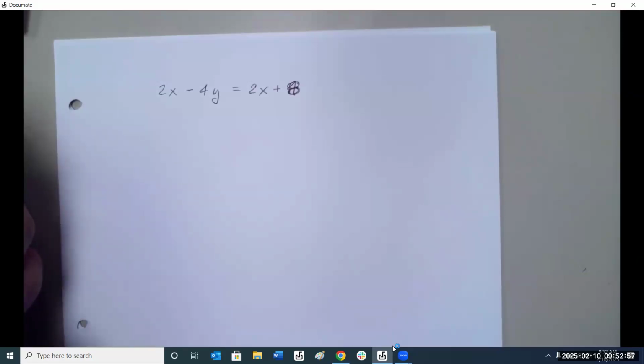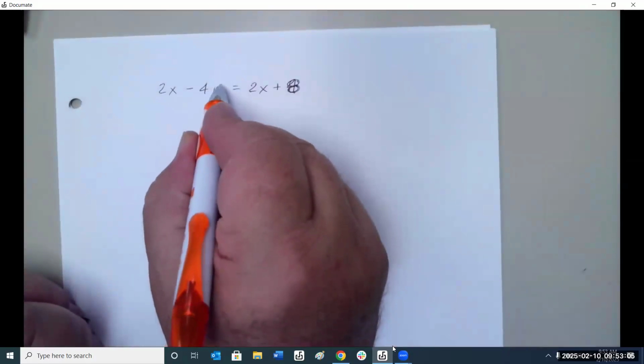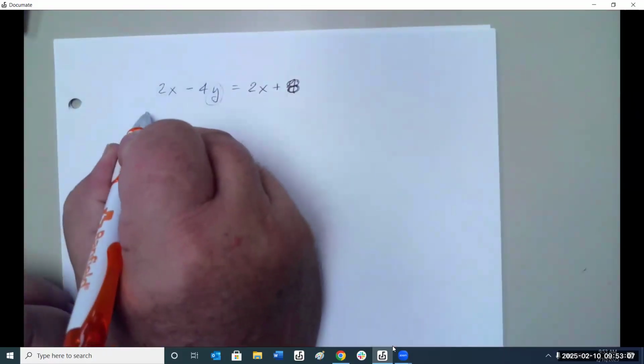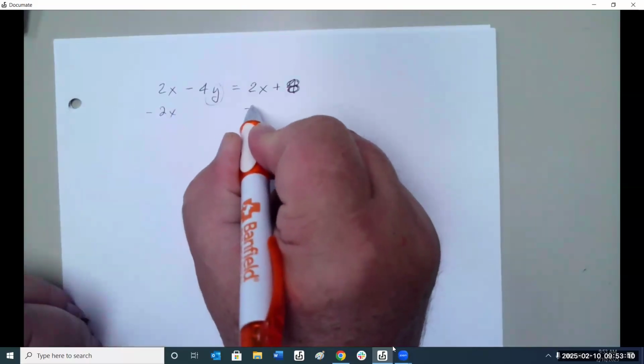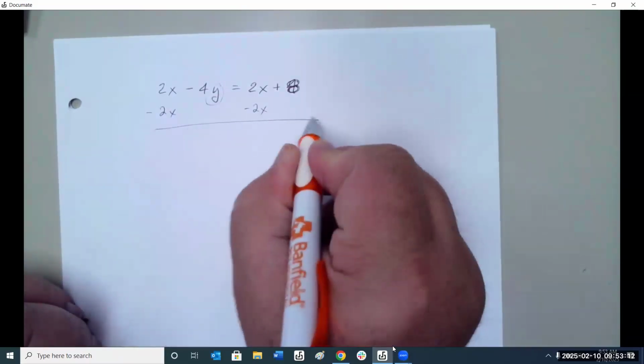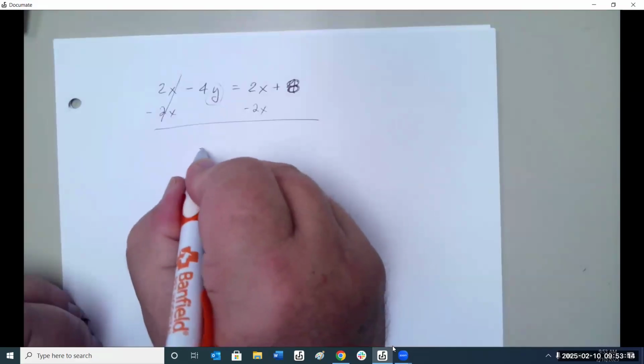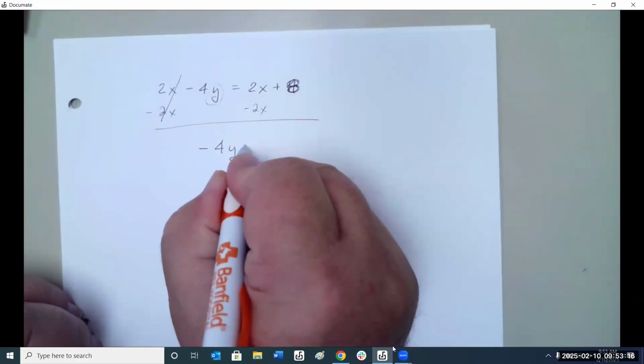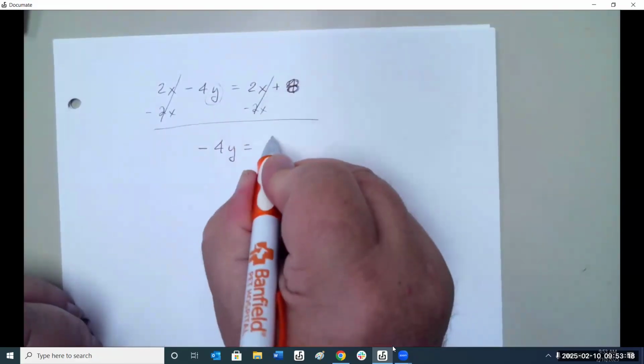First step, move the 2x. So here's the y. So move everything that's not. So I subtract 2x from both sides. Those cancel. So we have 8.